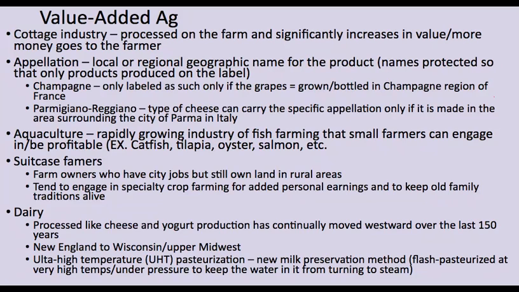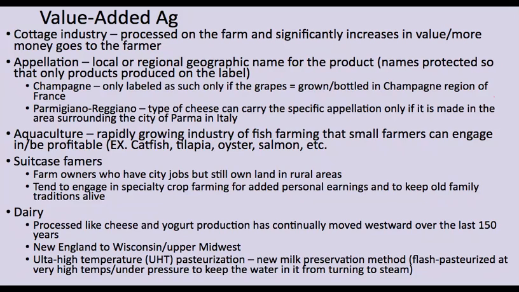These are some more add-on things, some smaller items, various different things that are happening here. This right here, these are all value-added agriculture items. And what that means is that in this kind of approach, you're going to see that in the agricultural system, there's more value that comes out of it based off of these things. So you've got cottage industry, which is processed on the farm and significantly increases the value, and more money goes directly to the farmer, because in cottage industry, people are still doing things by hand, and they're selling directly to the customer. There is no middle person there.